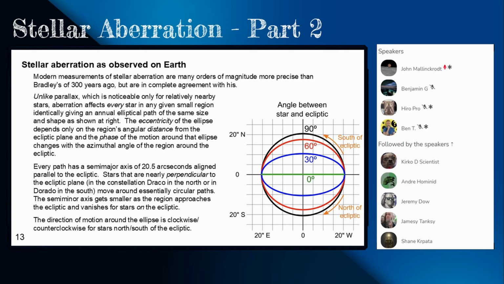So once again, unlike parallax, which is noticeable only for relatively nearby stars, aberration affects every star in any given region of the sky identically. If a star shifts 10 seconds to the east or something, every star near that star shifts 10 seconds to the east. And the best way to understand that, once again, is thinking about the rain analogy, right? That rain from that region of the sky coming down, you moving through it, if you want to think of it that way, and thereby every star shifts by the same amount.